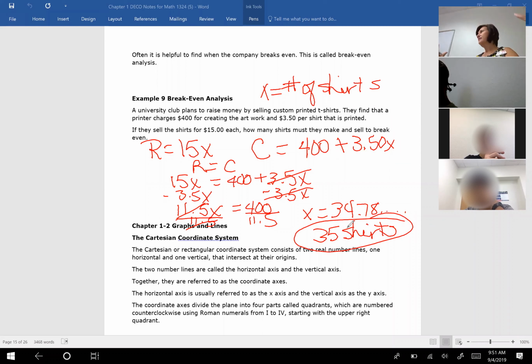So then I could decide, well, I really think we're not going to have any trouble selling 100 shirts, so we're good, because clearly everything after 35 shirts is going to allow us to make profit. But I have to sell at least 35 shirts to break even off my expenses. Okay?